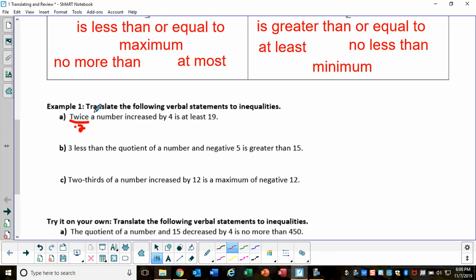A number. So we didn't really talk about this. When it says a number like this, that means we can't just pick any random number. So if it just says a number, we're going to pick a variable. So I'm going to pick n for a number. Okay? Increased by we used, and that means to add.